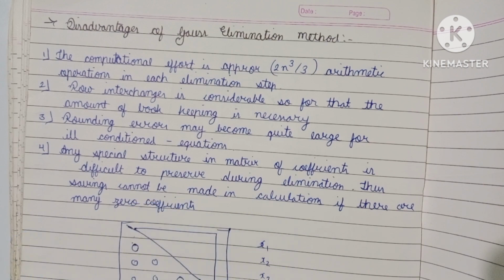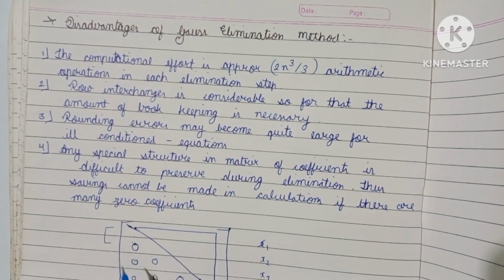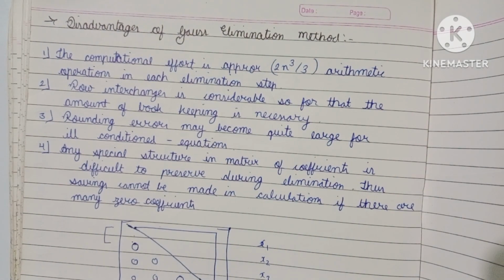Then second disadvantages is row interchanges is considerable. So for that the amount of bookkeeping is necessary. We can interchange the row, but we just need to keep in mind that the pivot element has to come over all other the elements. So for that bookkeeping is necessary.